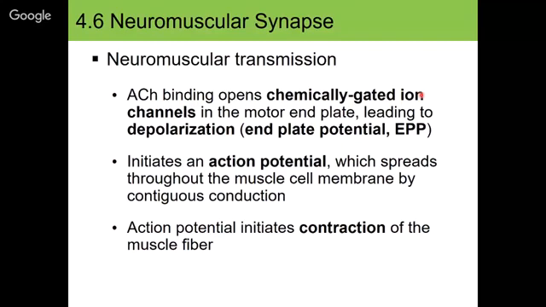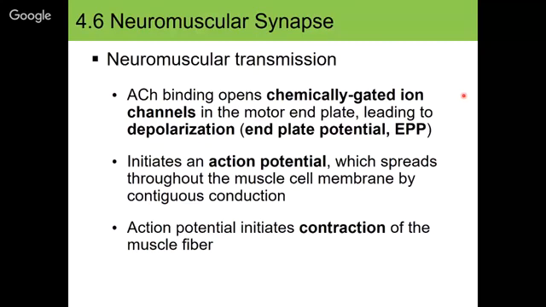So the acetylcholine binds to these receptors, okay, and opens chemically gated ion channels in the motor end plate, which leads to depolarization, which is very similar to the process for neuron-to-neuron synapses. In this case, the depolarization that results is called end plate potential, okay?